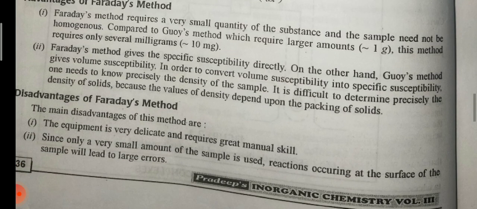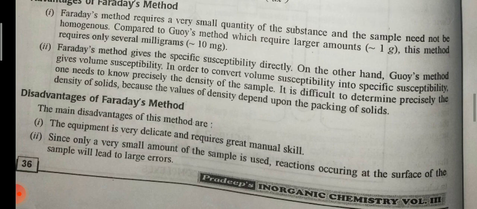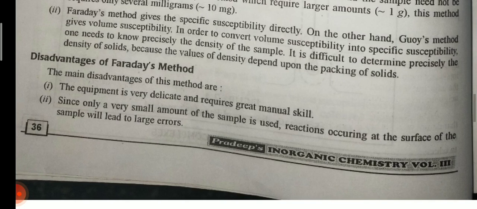On the other hand, Gouy's method gives volume susceptibility. In order to convert volume susceptibility into specific susceptibility, one needs to know precisely the density of the sample. It is difficult to determine precisely the density of solids because the values of density depend upon the packing of solids. Disadvantages of Faraday's method.